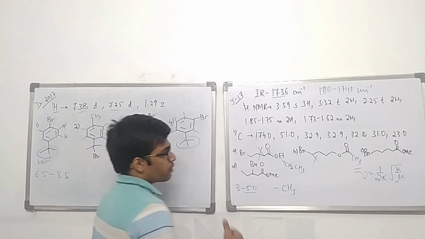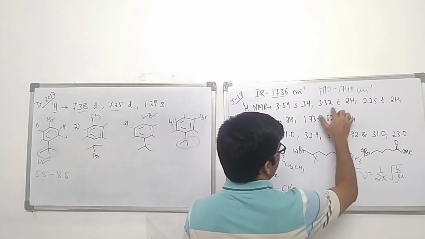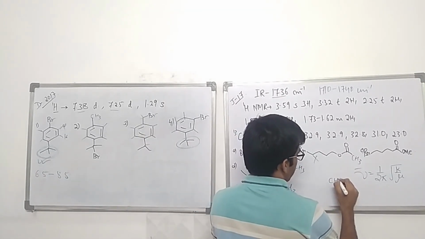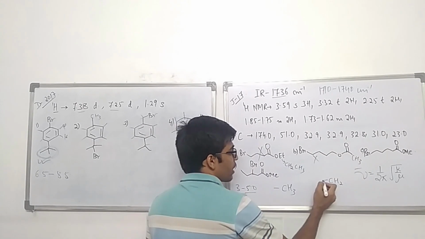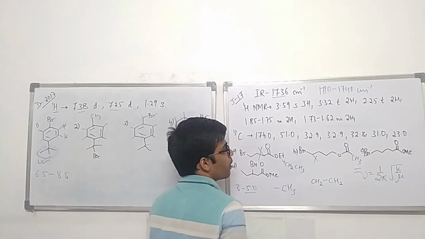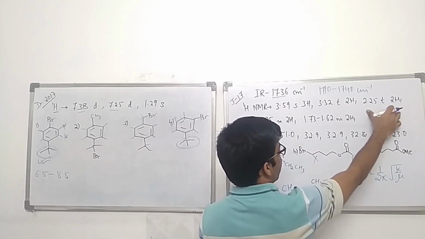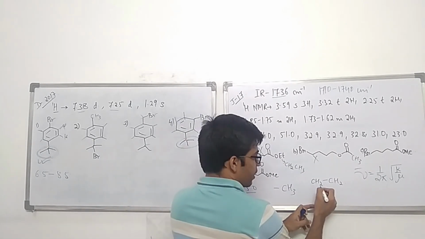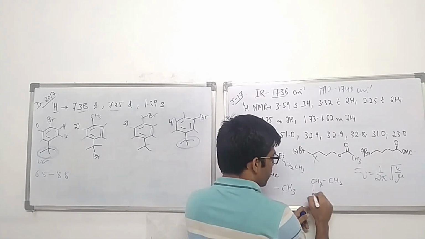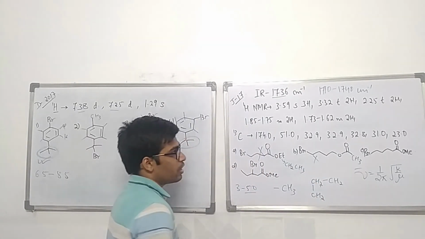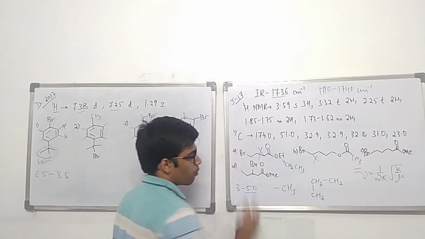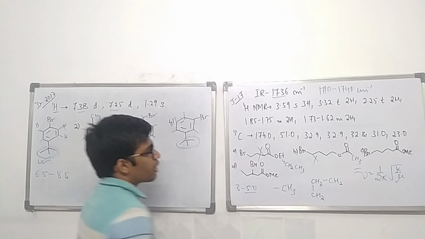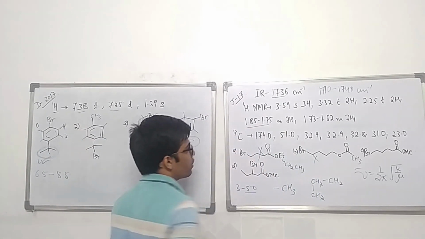Now what are the other signals given? The other signal given is 3.32 triplet of 2 hydrogens. So that means you will have a CH2 group, and in the neighboring group there has to be 2 protons. Again, there is a signal given of 2.25 triplet of 2 hydrogens. It might happen that it is the same triplet, or it might be because of this group. So this CH2 group will show a triplet from this CH2 group, and this one will also show a triplet. Okay. Now it is also given that there is a 1.85 to 1.75 multiplet.